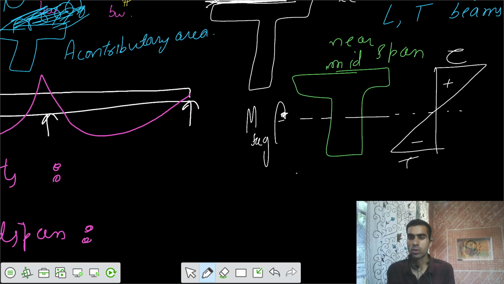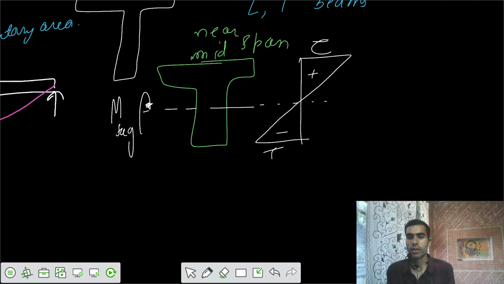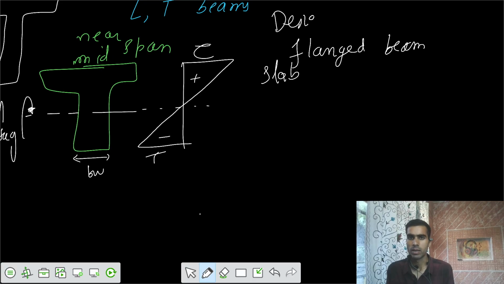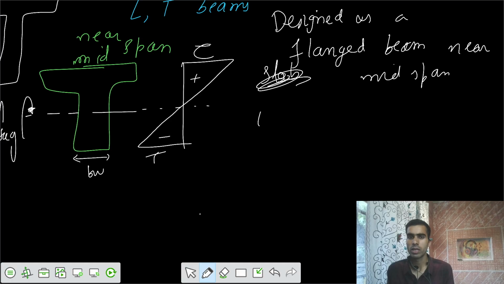That means the top would not be ignored now. We can ignore the bottom area, but that's less. The width of the web is lesser as compared to the slab, so it is designed as a flanged beam near the midspan. That means the slab concrete is not ignored.